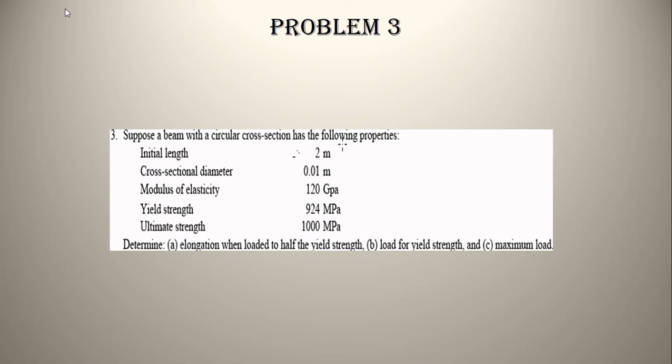So let's see what is given. E is given as 120 gigapascal. And yield strength, sigma yield is given as 924 megapascals.